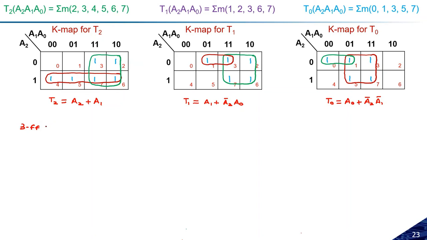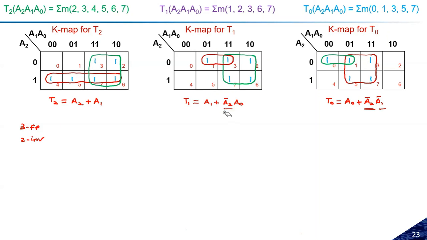If you see here, I need one A2 bar. A2 bar is also here. A2 bar is also needed in the T0. And A1 bar is needed. So A2 bar here, A2 bar here, and A1 bar, so I need two inverters. One inverter for A2 complement and the second inverter for A1 complement.